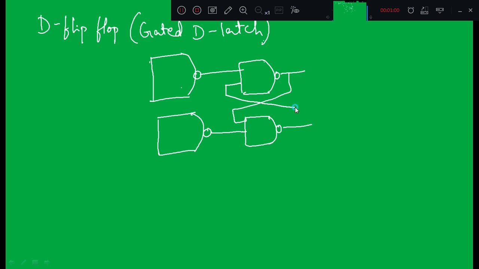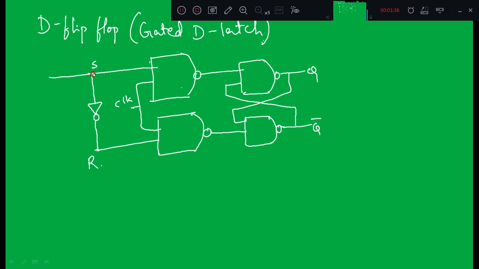You draw the same circuit of SR, with Q bar, and here we have denoted S, and this is the control input, which is called the clock, and this was R. So this was the circuit of the SR flip flop. Now, to convert these two inputs into one input, I'll put one NOT gate here, that's it. So this is the circuit of the gated D latch or D flip flop. Now this input will become D.